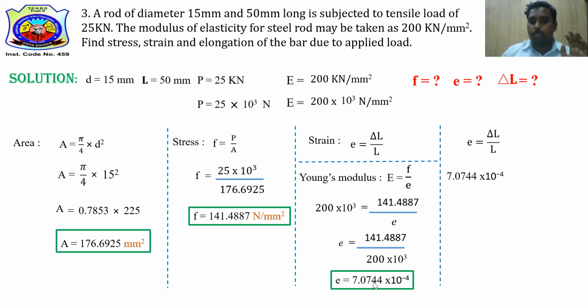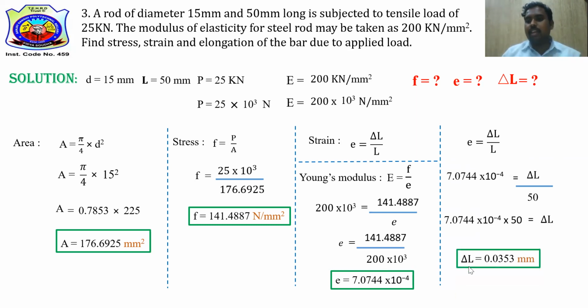Simply substitute the values: e is equal to delta L divided by L. The value of L is 50 mm. On cross multiplication, I get 7.074 into 10 power minus 4 into 50, which is delta L. With calculation, I get the value of delta L as 0.0353 mm. So he has asked to find the value of stress. This is the value of stress, this is the value of strain, and this is the value of delta L. It's very simple.